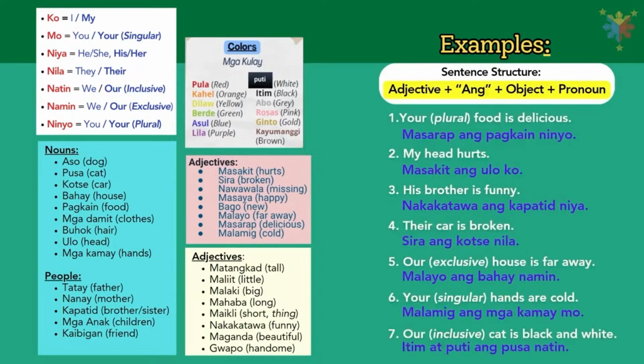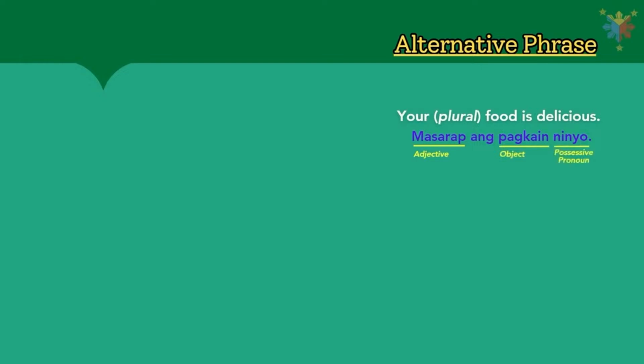All right, so here are the examples we just did, and I want to take a closer look at number 1. Your food is delicious. And you can say it in an alternative way. We just learned, masarap ang pagkain ninyo. Adjective comes first, then it's the object, then it's the possessive pronoun. That's the sentence structure we just learned. However, you could switch it up and say, ang pagkain ninyo ay masarap. That also means your food is delicious. Ang pagkain ninyo ay masarap.